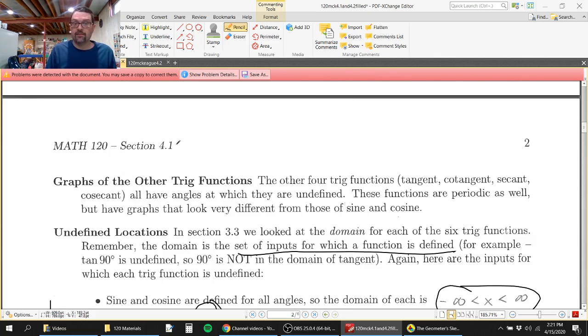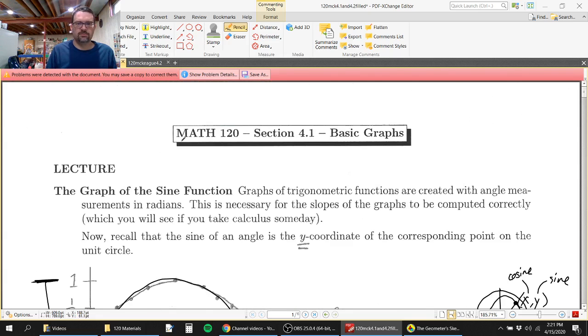Okay. I think I'm actually not going to go to 4.2 in this video. I'm just going to call that good for 4.1, and we'll do a different video for 4.2.